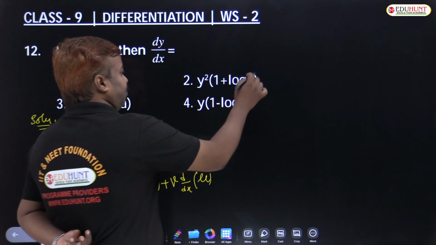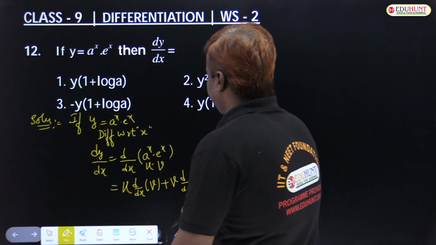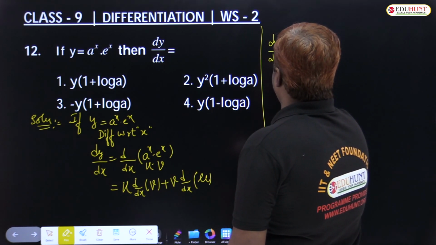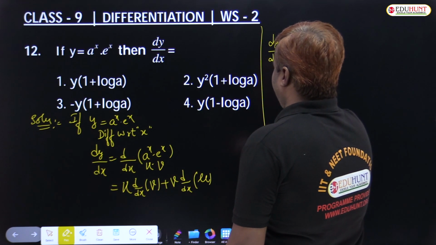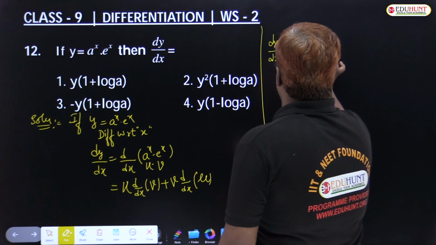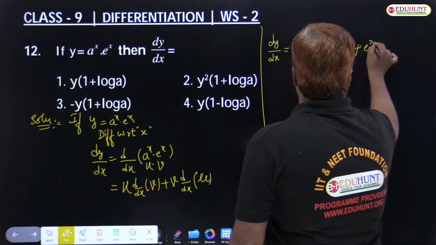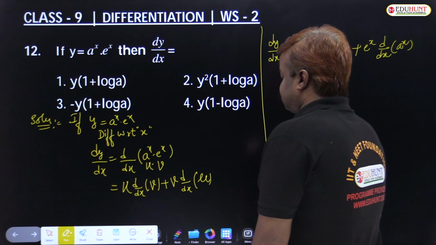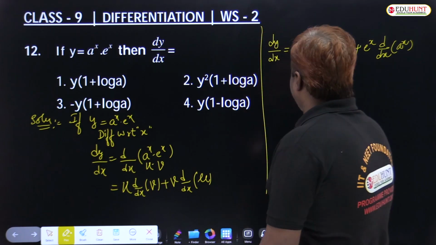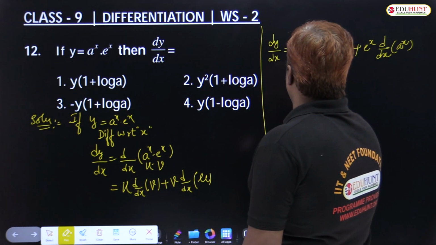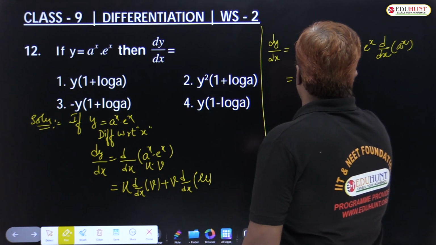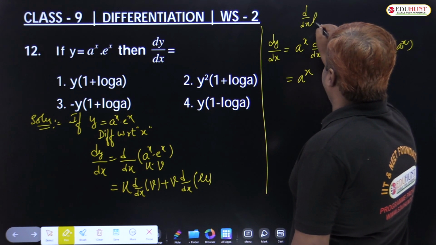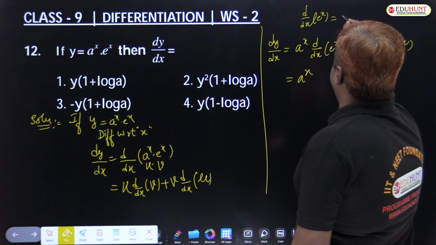U into d/dx of v means what, children? dy/dx is equal to a^x into d/dx of e^x plus e^x into d/dx of a^x. So children, here a^x into the derivative of e^x with respect to x. What is the formula? The derivative of e^x with respect to x is e^x, children.